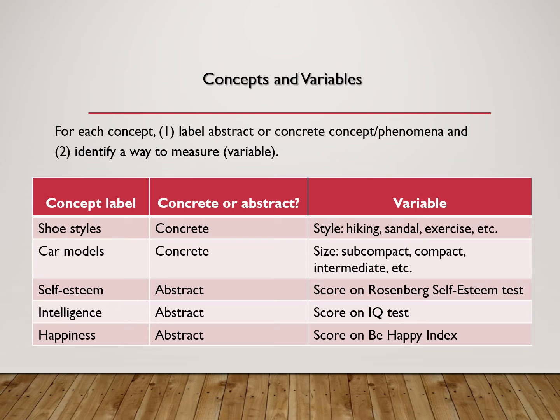So shoe styles are something concrete because we can directly observe what type of shoe styles it is, like a hiking shoe, a sandal, or a tennis shoe or something like that. Happiness is more abstract because we cannot directly measure happiness. We have to look at several variables that surround or identify what happiness may look like or present itself as.